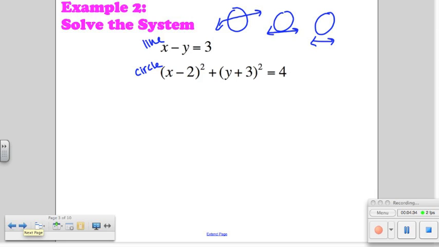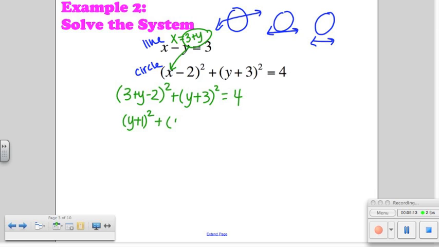Now, we're going to go ahead and use substitution once again, just like we did in the last one. This time, let's take the top equation and solve for x. It's a pretty easy one. You could solve for y too, but I'm going to add y to both sides. And I get x equals 3 plus y, or y plus 3. And now, we can use substitution, and then we're only going to have y values. So we're going to have 3 plus y minus 2 squared plus y plus 3 squared equals 4. If I combine like terms over here, it's y plus 1 squared.